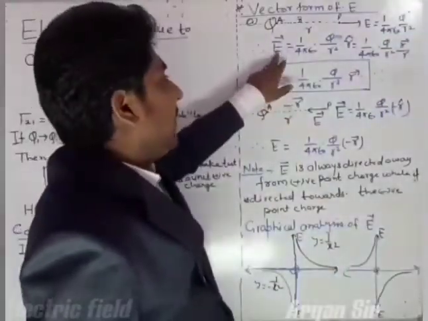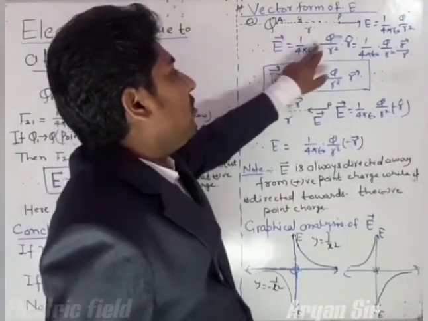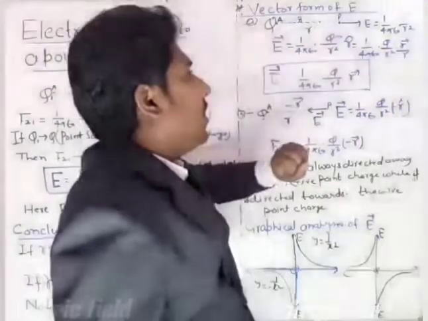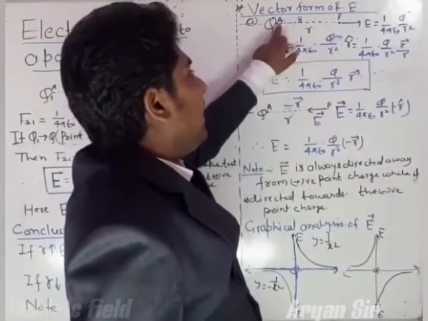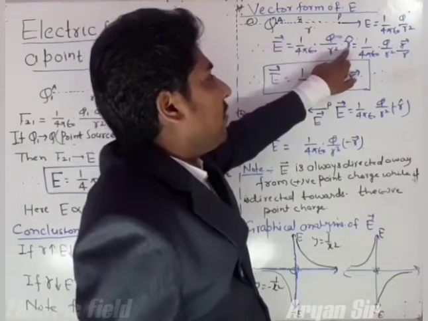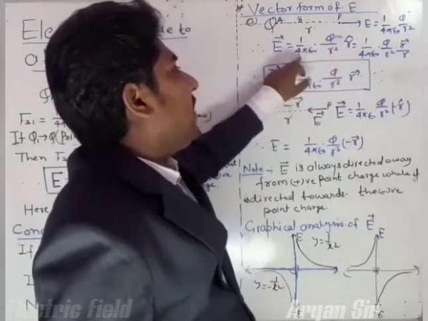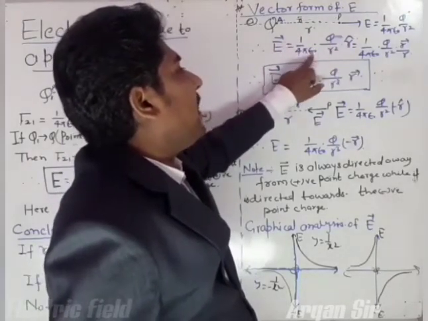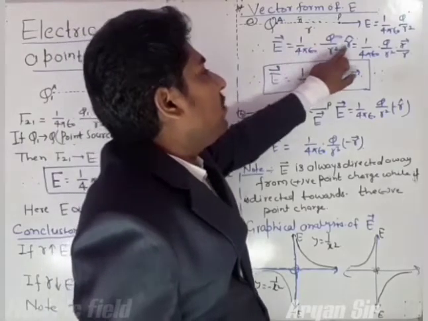So E vector is equal to 1 by 4 pi epsilon naught Q by R square. And if we say AP is the R vector, so we can write E vector is equal to 1 by 4 pi epsilon naught into Q by R square into R cap.